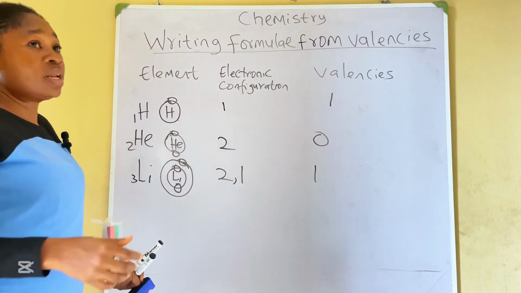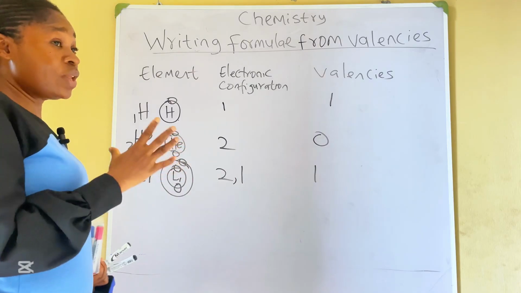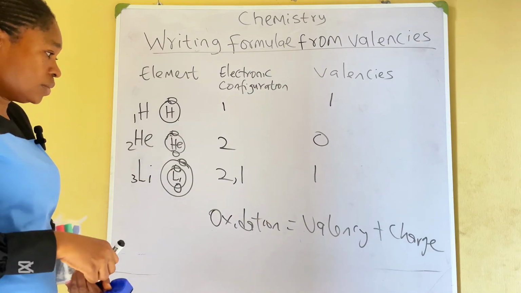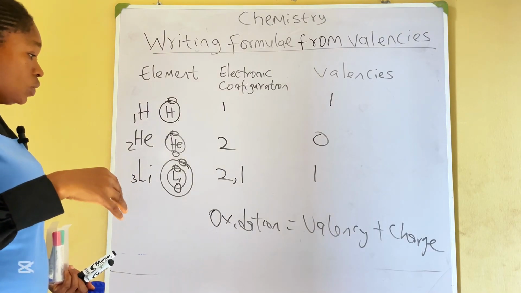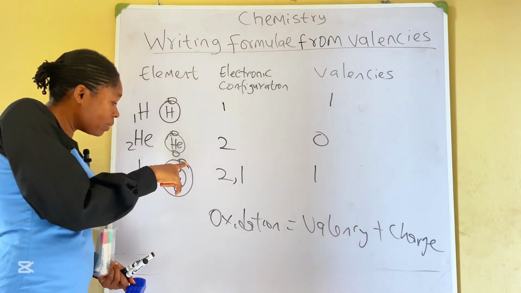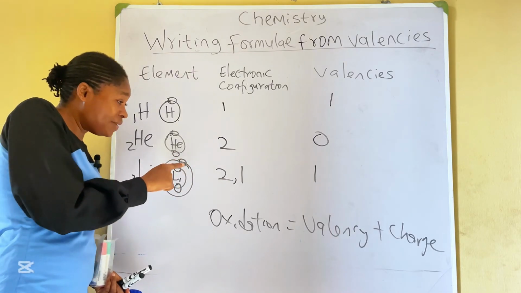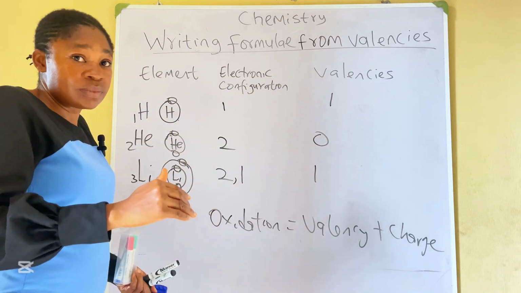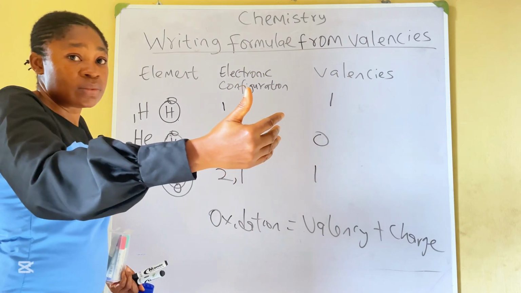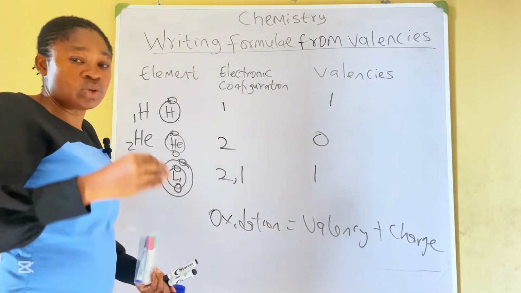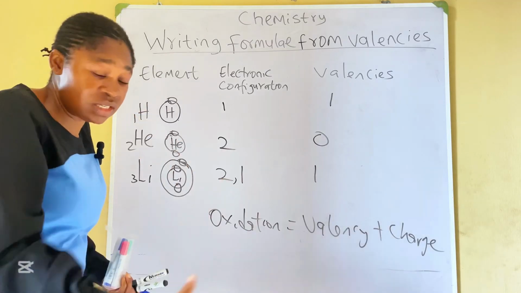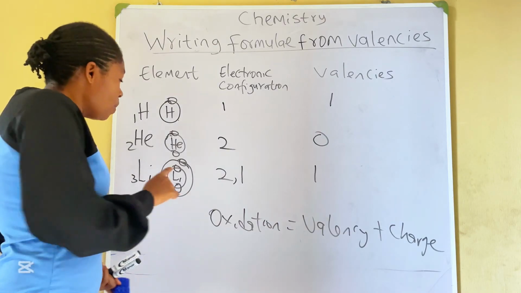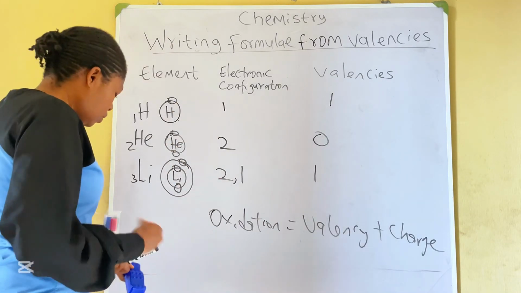In terms of oxidation number, remember, oxidation number and valency are the same. That equals valency plus charge. So you can see that the values are the same, but the oxidation number has charge. If lithium goes into chemical bonding by losing this electron, the valency will be 1 and the oxidation number will be plus 1. Elements that lose electrons have a positive oxidation number, their charge will be positive. Those that accept electrons have a negative charge. So the oxidation number of lithium will be plus 1.